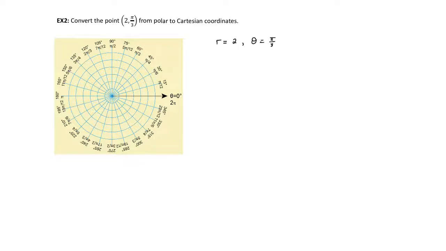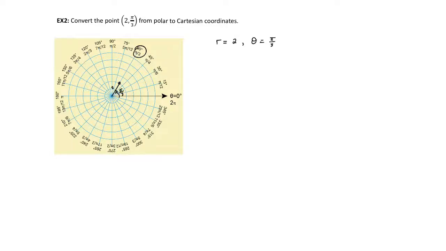Let me circle that. Pi over 3 right here. And then r is equal to 2, so we're going to count two radiuses, 1 and 2 right here. Here is my point. So this distance is 2, and this angle right here is pi over 3.